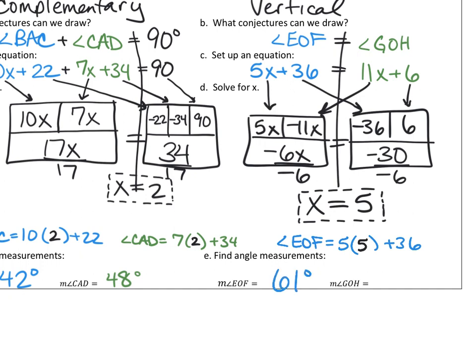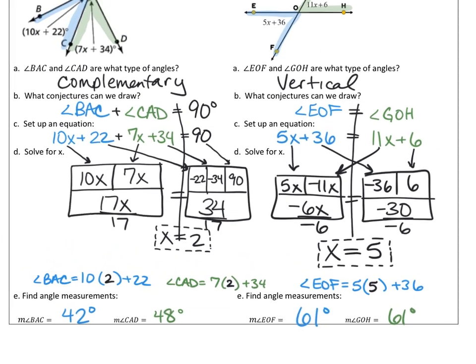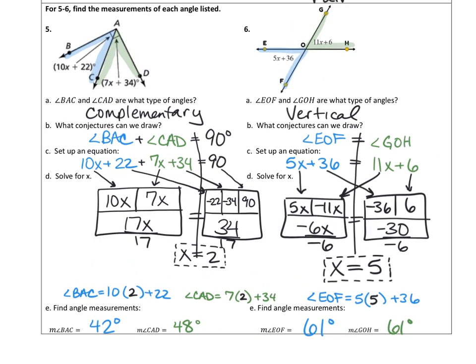Now, I don't have to do any extra work. I know that these are vertical angles, which means that they are equal. So without doing any other math, this other one is also 61 degrees. They are congruent. They're the same. If you plugged it in, you should get 61 degrees, but you don't have to. They're congruent. They're the same. Questions, comments, concerns about that?